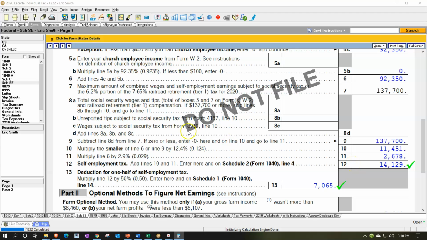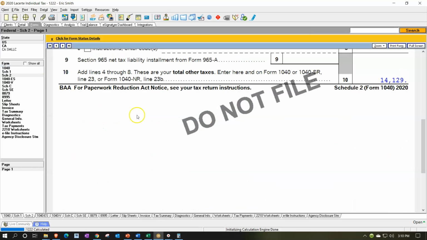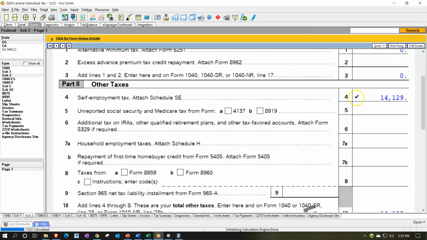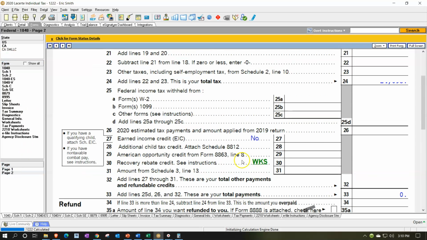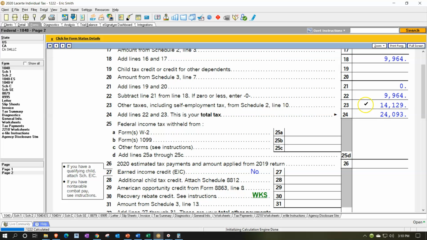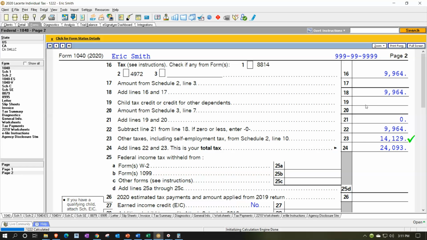So this is going to flow through. It'll flow through to Schedule 2 here. There's the tax here, other taxes. Other taxes then flows through to the 1040, page 2. On 1040, page 2, we see that 14,129, a significant tax there. A painful thing to look at when you're a sole proprietorship, and that obviously adds up to the tax there.